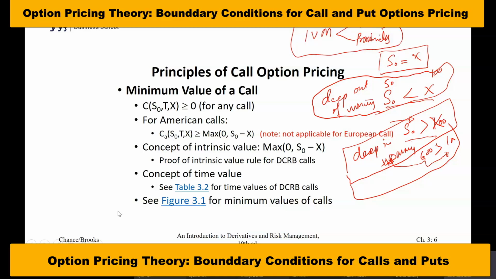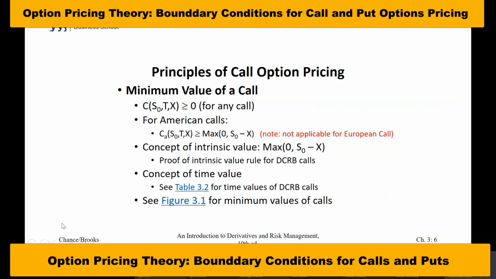For American options, we said that the concept of intrinsic value holds, but it does not hold for European. The reason is that American calls can be exercised anytime prior to expiration, while European calls cannot be. That is a huge reason why it cannot be applicable for European calls. That is the intrinsic value concept.